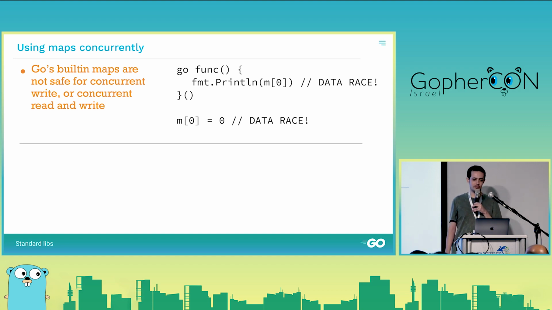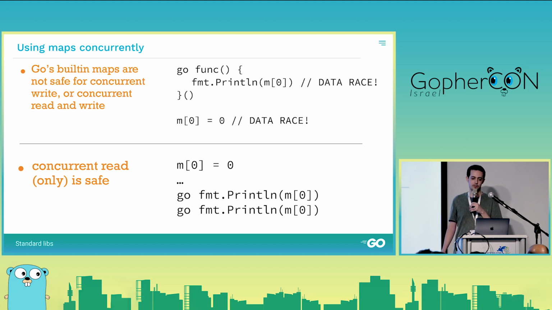So Go built-in maps are not safe for concurrent write or concurrent read and write. So let's see an example of concurrent read and write. Here we're trying to read from one Go routine while writing from another Go routine with no protection. So this is a data race. However, concurrent read-only is safe.